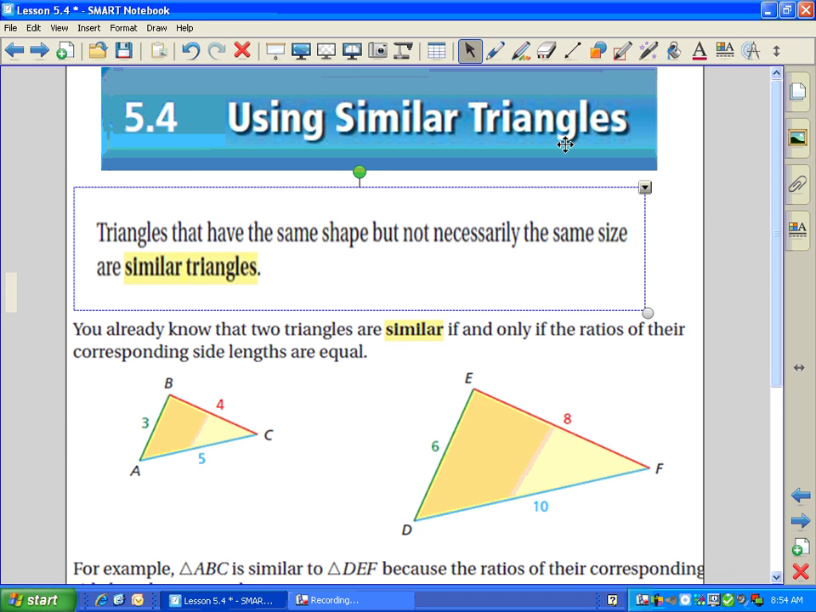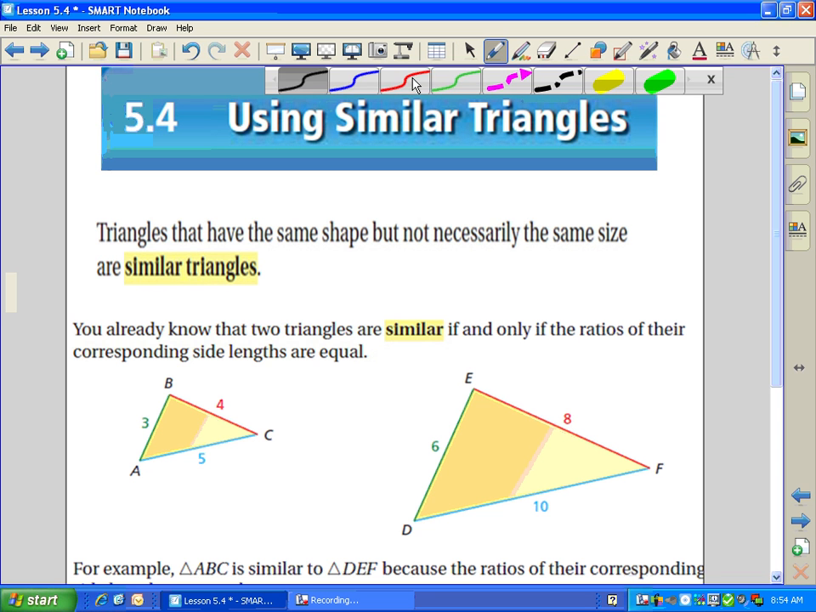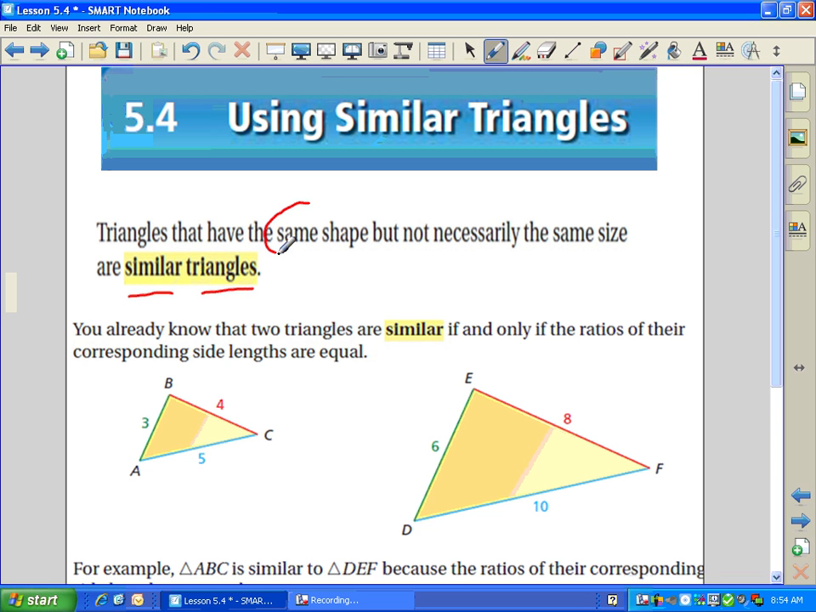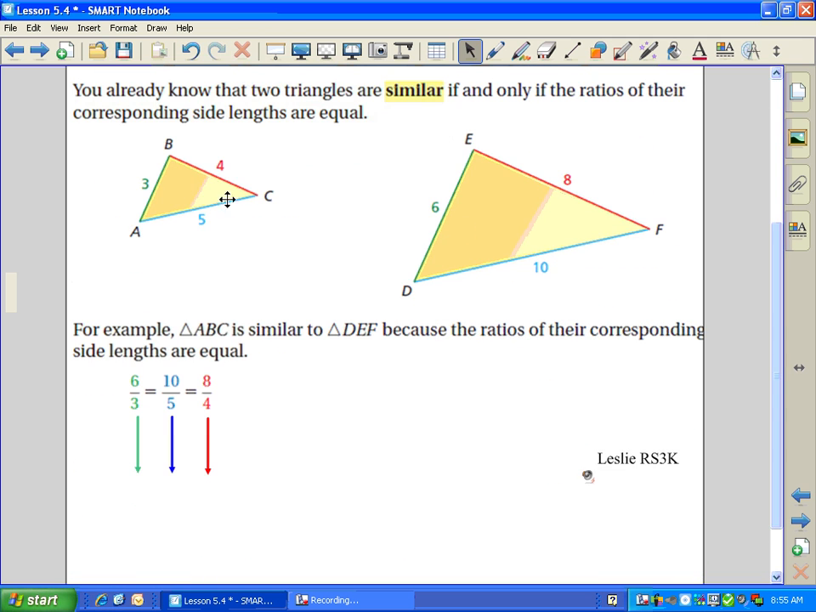Lesson 5.4, we're going to look at similar triangles today. So here's one of our vocabulary words. Similar triangles. Similar, same shape, but not the same size. If we look at this example, we have two triangles, clearly the same shape, but we want to know if they are similar. Take your green numbers, write a fraction.